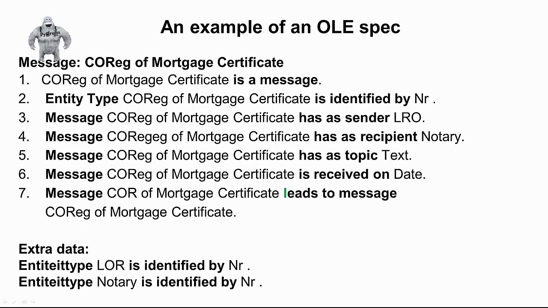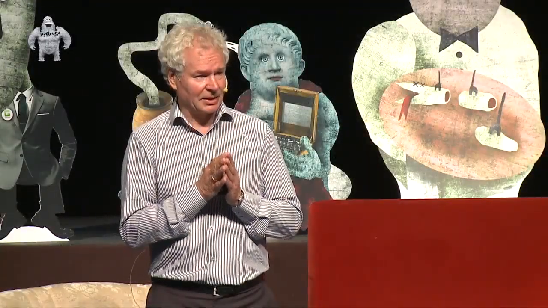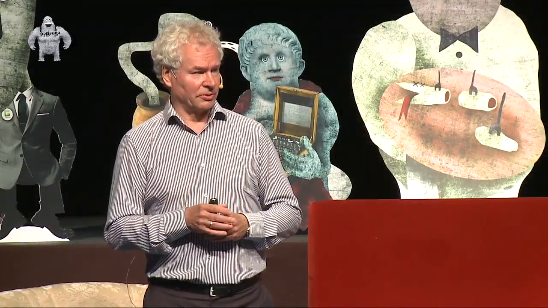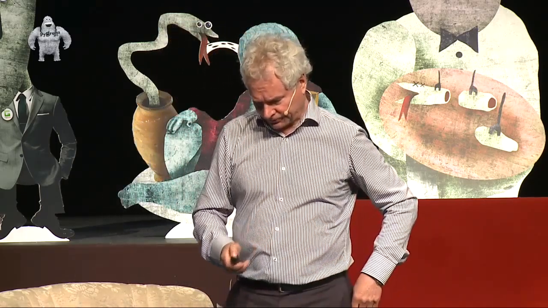So this is an example of a message, how it's coded into the OLE language. We say the message is identified by a certain number, there's a certain sender, there's a recipient, it's about a certain topic, it's received on a date, and there's also an event that led to that message. This is the basic structure of messages in OLE. And you also see things like, in this case, LRO, which stands for Land Registry Office in Holland. That's also an entity. We model that entity as well, and we look at those data elements inside the entity, Land Registration Office, that are relevant to our particular application.